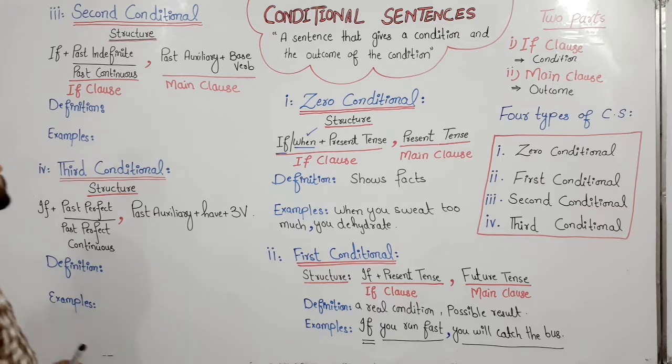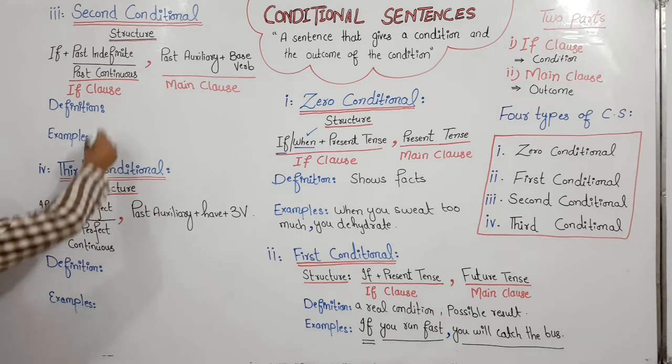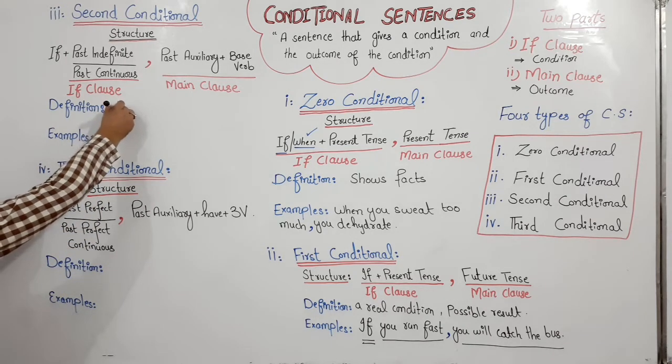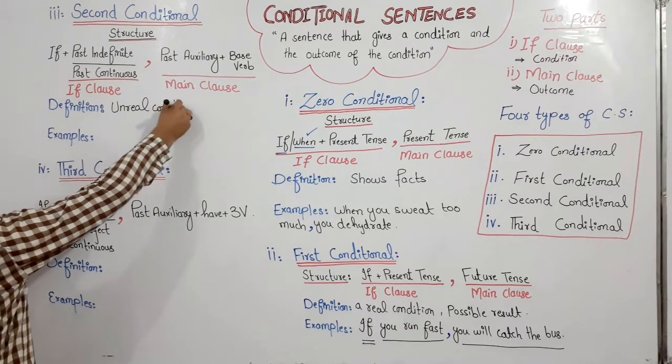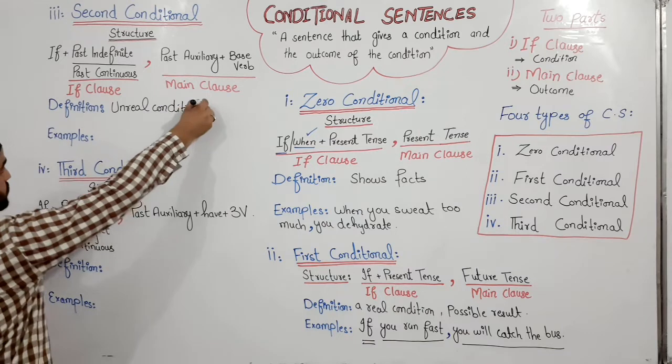Now coming towards second conditional, which is somehow complicated and most of the students face problems in it. Second conditional is based on an unreal condition, right? So it shows an unreal condition and its probable result.